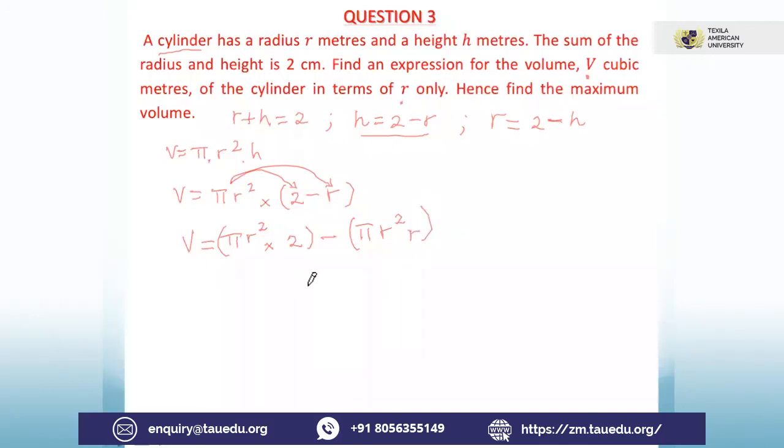Okay. So what's going to happen? Let's see quickly. We don't have much time. We're going to have what? This time this will give us 2 pi r squared. Is that correct? Then we have minus pi r to the power of 3.